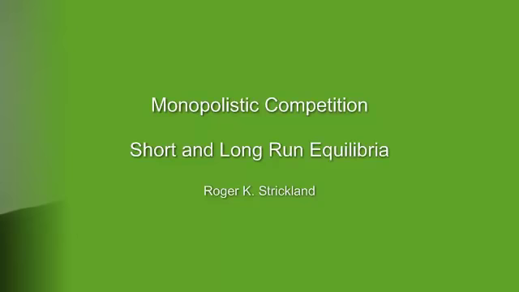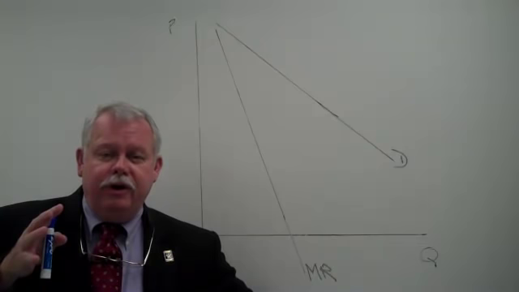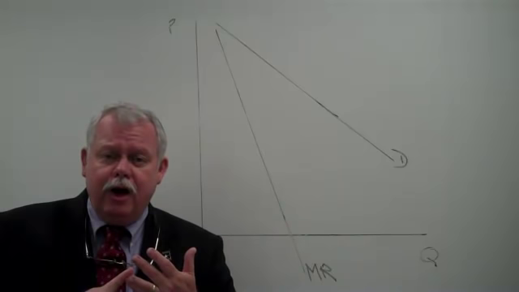Next few minutes talking about monopolistic competition. Now, that may sound a bit like an oxymoron, but it's a very descriptive term for the market structure we want to talk about. Monopolistic competition. This is one step away from perfect competition.